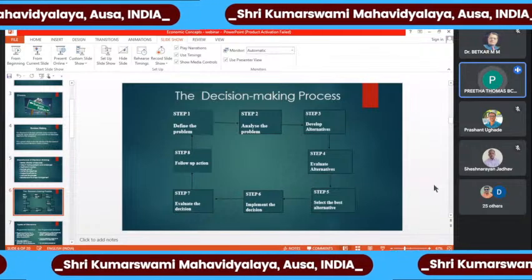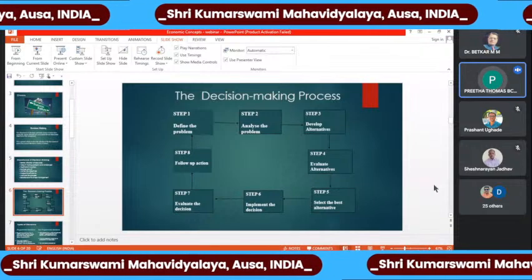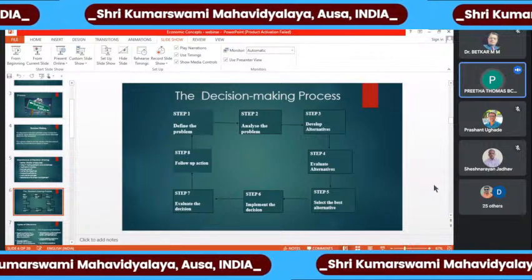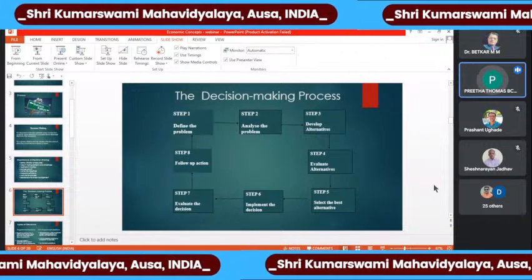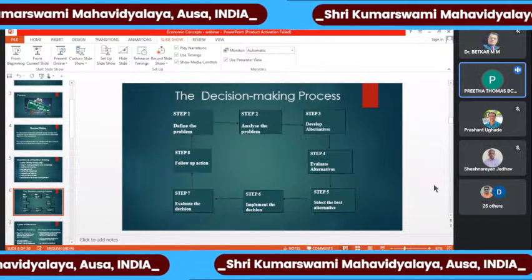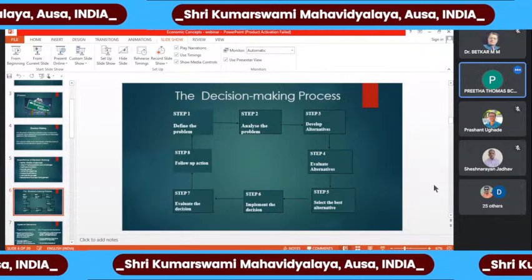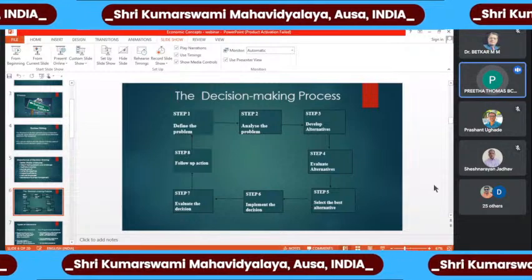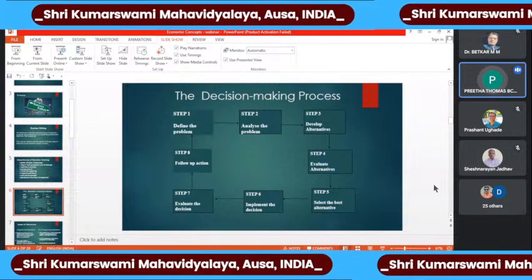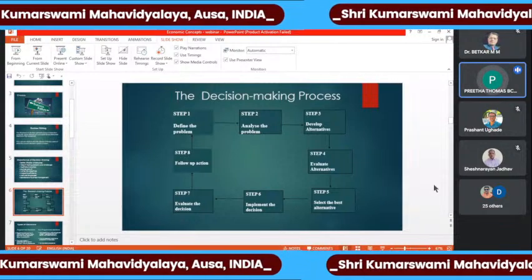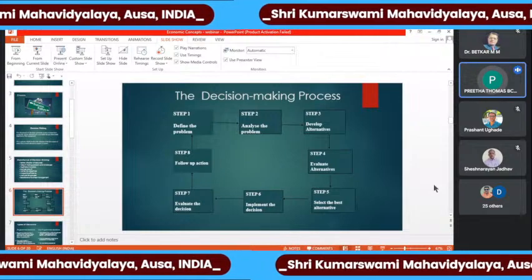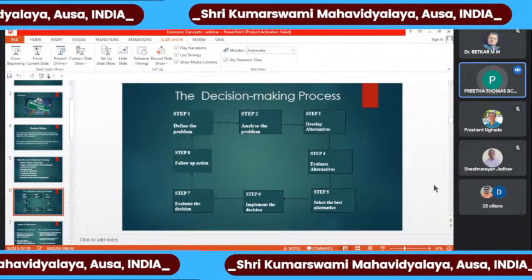Step number two in the decision making process is to analyze the problem. Understanding and defining the problem is one thing; analyzing the problem is an entirely different thing, because analyzing the problem involves classifying the problem and gathering information. The problem should be classified, keeping in view a lot of factors.